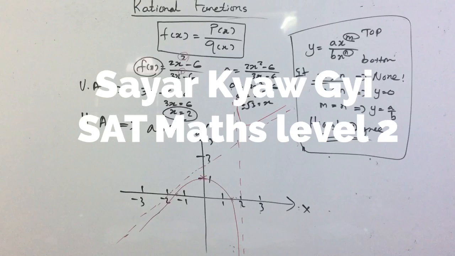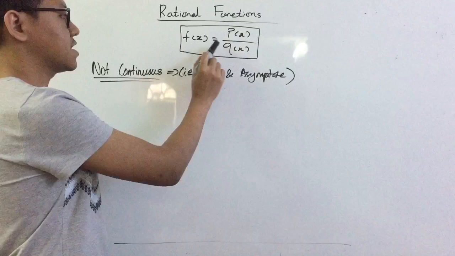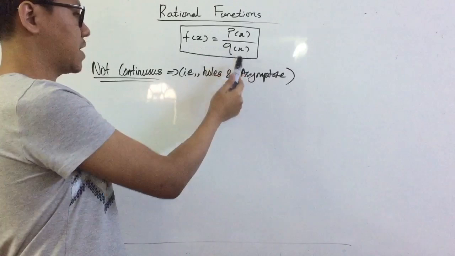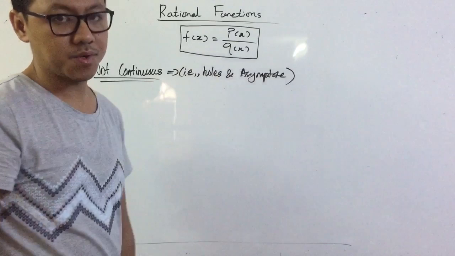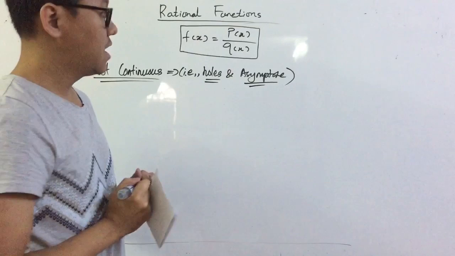Okay, rational function. A function is a rational function if and only if f of x is equal to p of x over q of x. In this case, both p of x and q of x are polynomial functions, but q of x cannot be equal to 0. Rational functions are not continuous, that is, they can have holes and asymptotes when q of x is equal to 0. Let me show you one example.